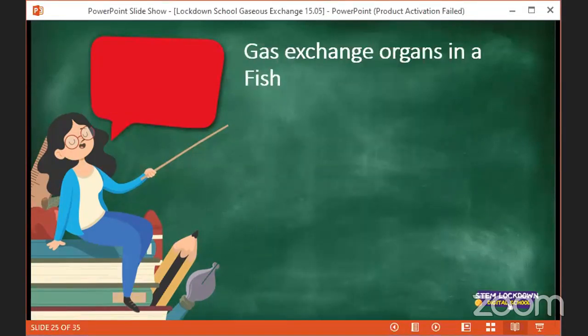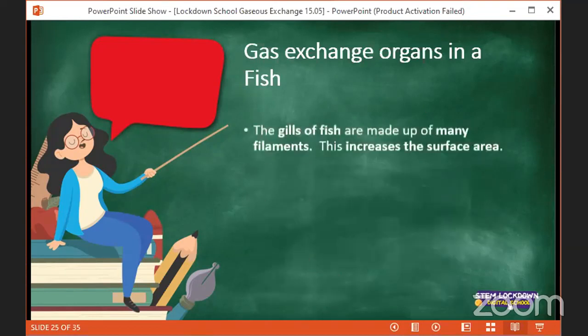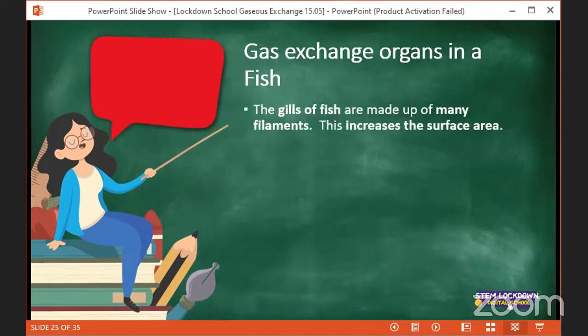Okay, let's move on. Let us look at gas exchange organs in a fish. Firstly, we all know that fish are aquatic animals, and they use gills as an exchange surface system. So that is very important to note that they use gills. Firstly, the gills of a fish are made up of many filaments, and this increases the surface area.